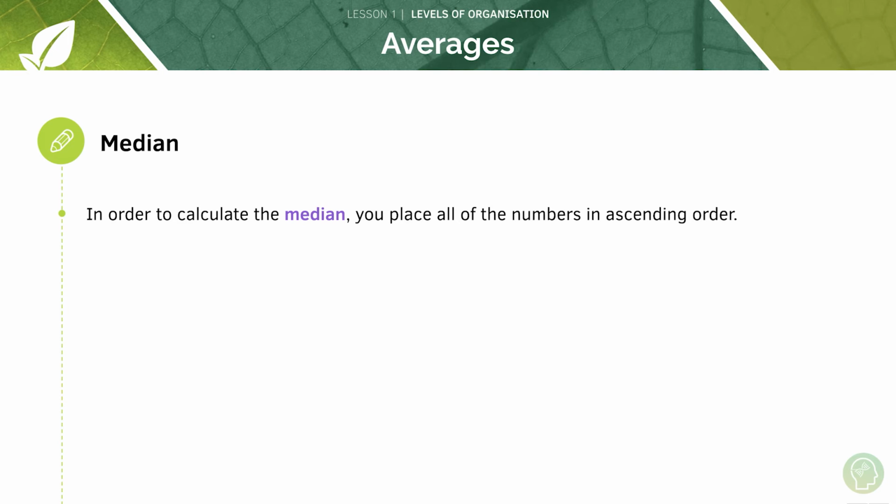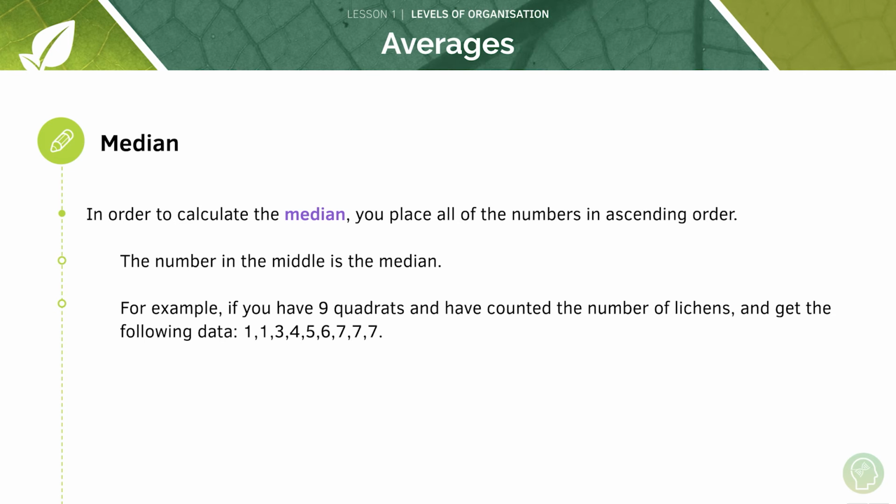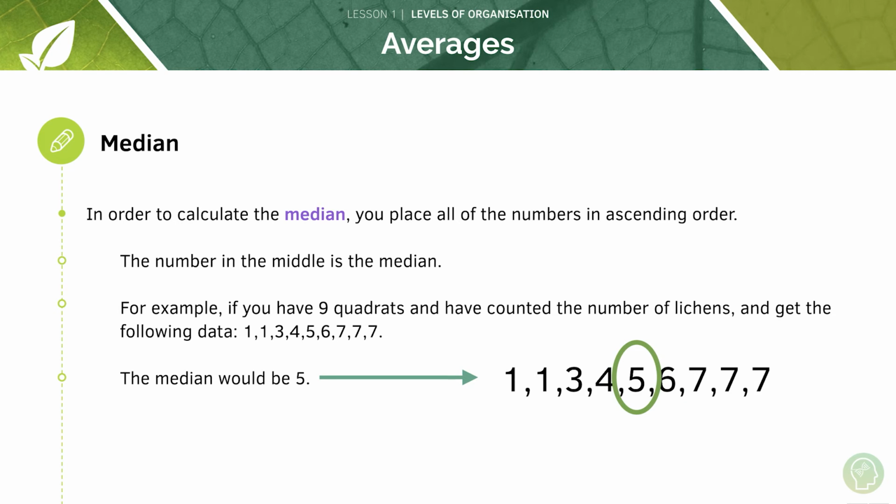In order to calculate the median, which is a different type of average, you place all of the numbers in ascending order, and it's really simple. The number in the middle is the median. So for example, if you have 9 quadrats and have counted the number of lichens, you get the following data: 1, 1, 3, 4, 5, 6, 7, 7, 7. We've put it in order.